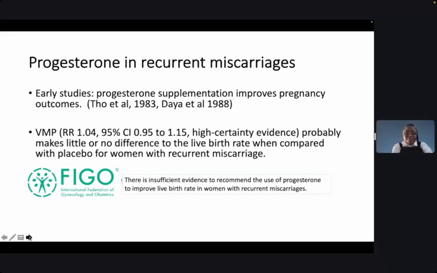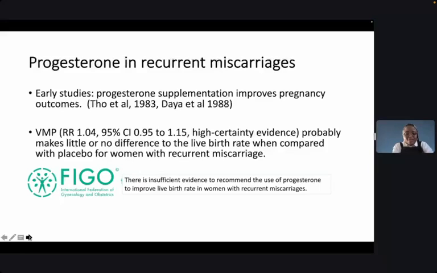So what about patients who have recurrent miscarriages? What is the role of progesterone? Early studies have shown that progesterone supplementation in patients who present with recurrent miscarriages does improve some pregnancies. But you can see here, these are studies that were done in 1983 and 1998. Subsequently, there have been a lot of studies looking at progesterone.